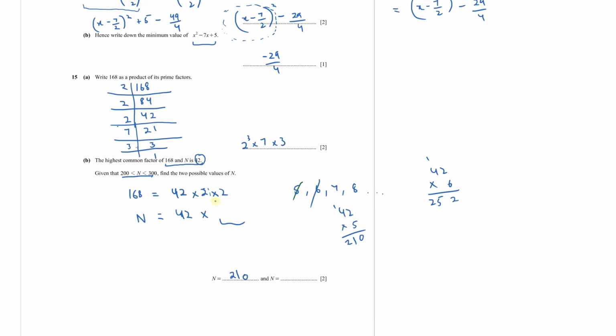Then the next number is 7. 7 is not a multiple of 2. So that is a valid number. I can multiply 42 by 7. 7 2s are 14, 1 carry, 7 4s are 28, 294. So if I multiply 42 by 7, I get 294, which is valid because it is between 200 and 300. And since 7 is not a multiple of 2, my highest common factor is still 42 here. So HCF is not changed. So this is a valid value of n as well because it satisfies both the conditions. So these will be your two possible values of n.